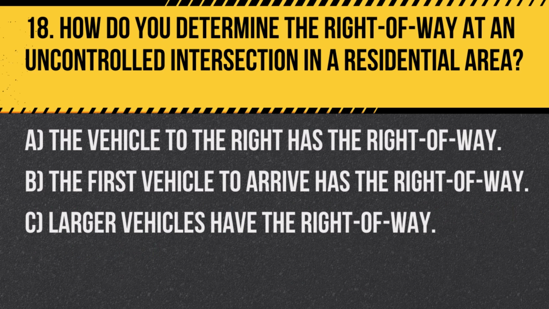Question 18. How do you determine the right-of-way at an uncontrolled intersection in a residential area? A. The vehicle to the right has the right-of-way. B. The first vehicle to arrive has the right-of-way. C. Larger vehicles have the right-of-way.